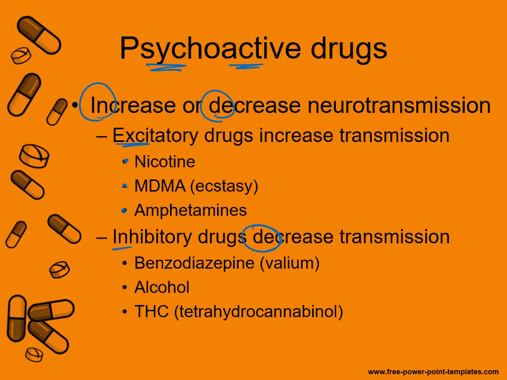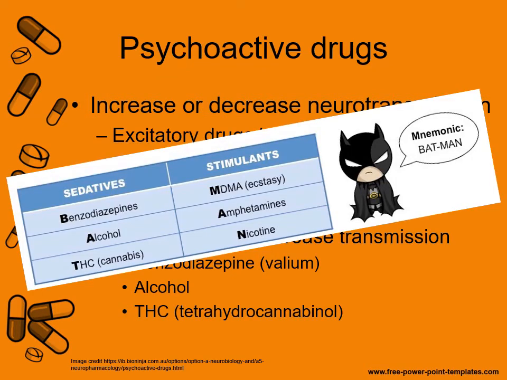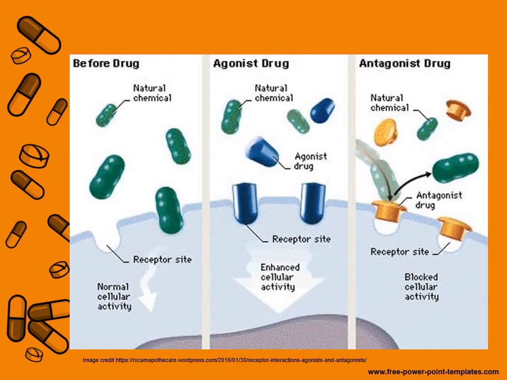Luckily, BioNinja to the rescue with another amazing mnemonic device, Batman. If you need to name some drugs, just remember Batman. So our sedatives or our inhibitory drugs, BAT: benzodiazepines, Valium is an example, alcohol, THC, which is in marijuana, and then our stimulants or our excitatory psychoactive drugs are MAN: MDMA, amphetamines, and nicotine. Just remember Batman. All right, so now we're going to look at drug action, so how drugs actually work.